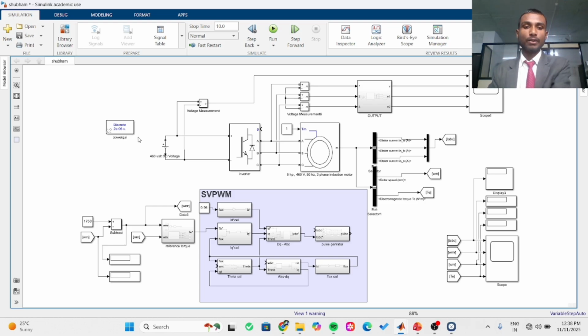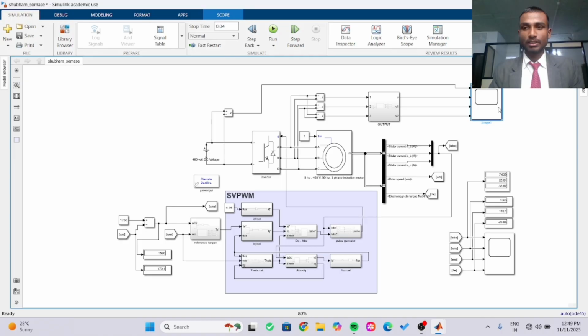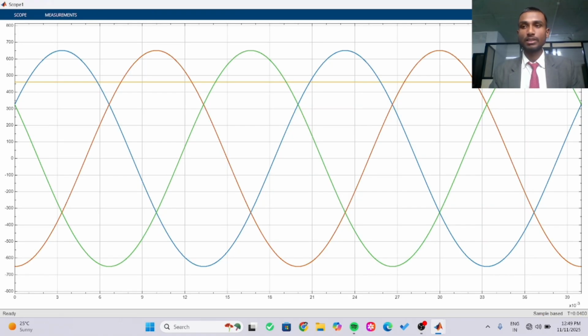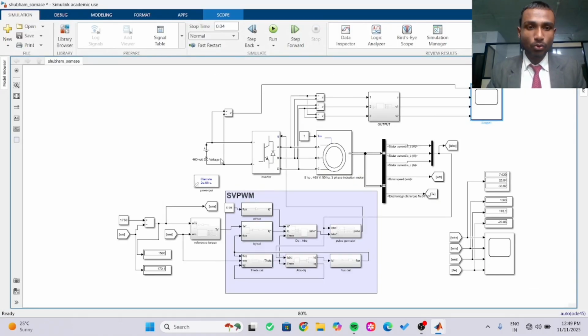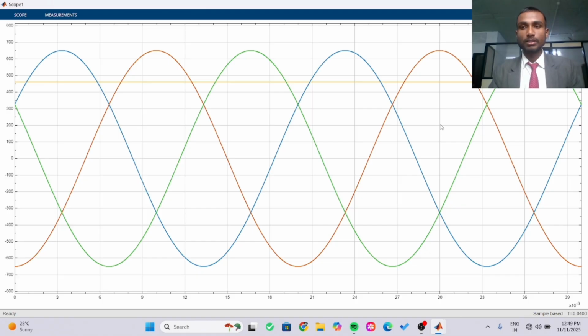So we are going to run. First of all, here we have to set the time to 0.04 second. Okay, so this is our simulation, and this is from this scope. You have seen this result. First of all, we have given this 440 V DC voltage supply. After that, we are using the SPWM technique for the pulse shifting waveform. So here we have seen this waveform in the form of up and down. Thank you.